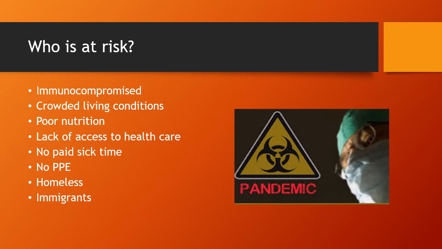Since a pandemic is worldwide, all people are at risk. However, some are at higher risk for various reasons. People who are immunocompromised or have pre-existing or co-occurring conditions are more susceptible to infection. People who live in crowded living conditions are more likely to spread disease. Lack of nutrition also makes people more susceptible to infection. People who have lack of access to health care are at a higher risk, as are people with no paid sick leave from their employers. This is a problem because employees are often forced to work when sick because they can't afford not to.